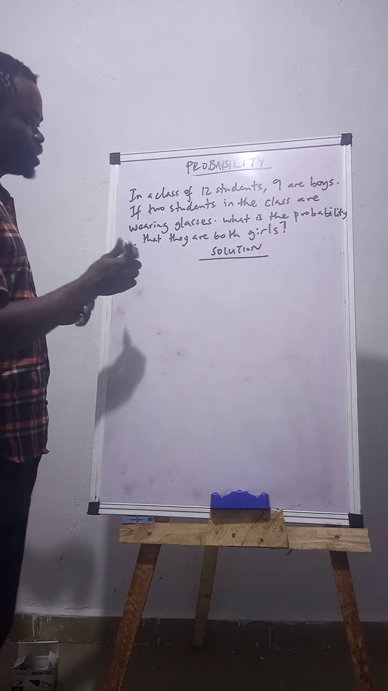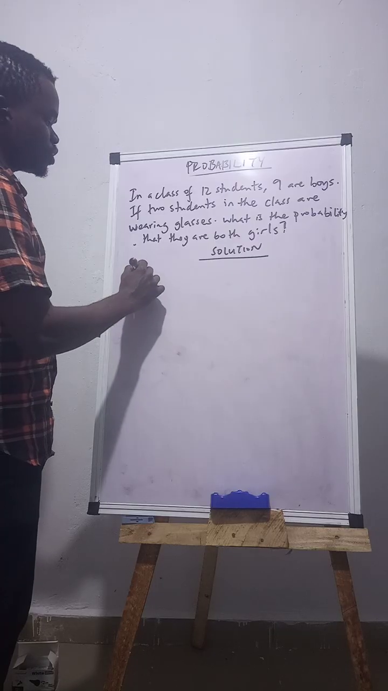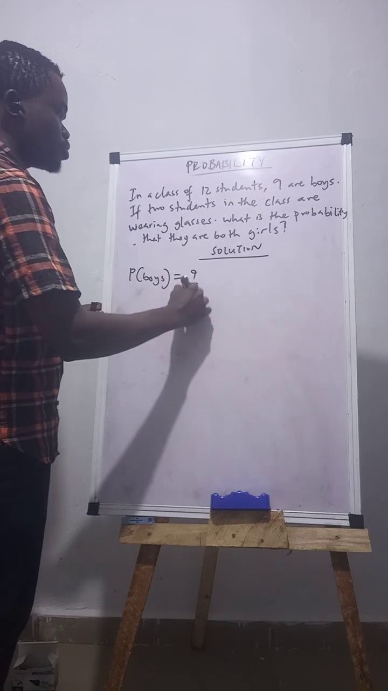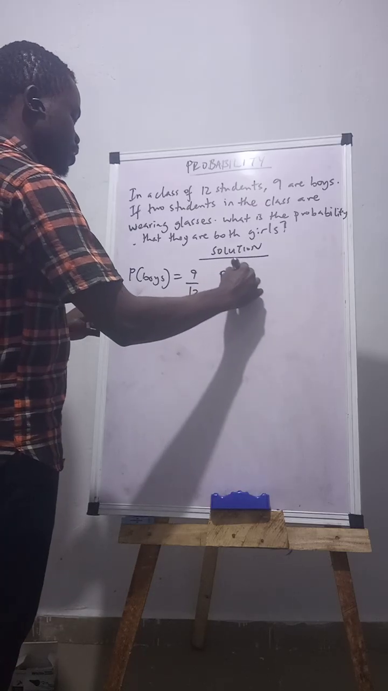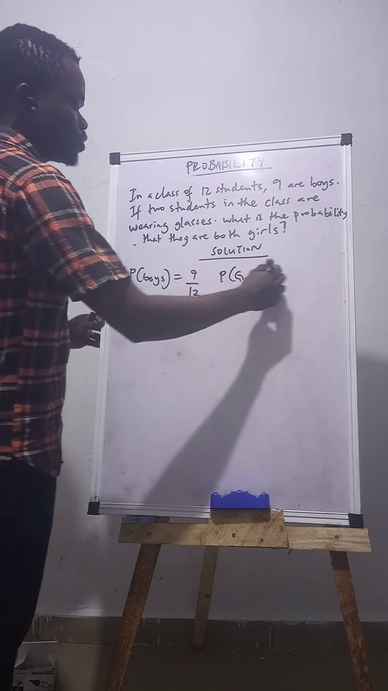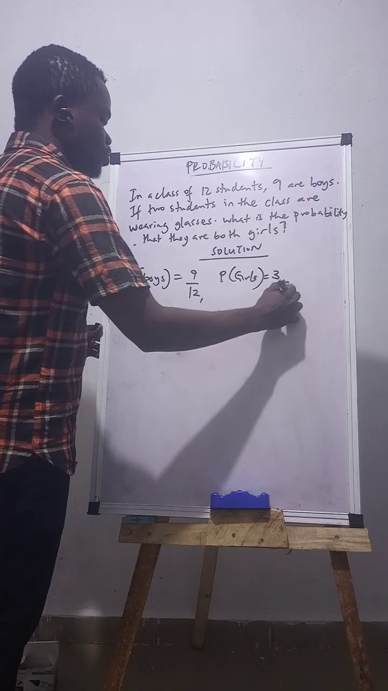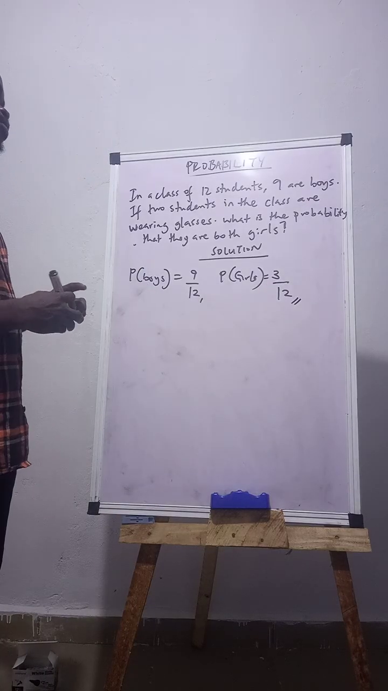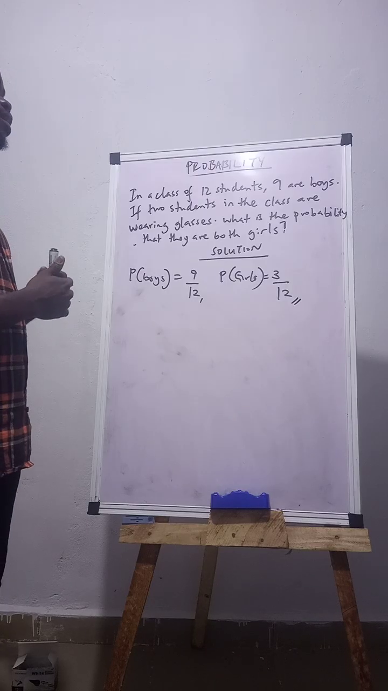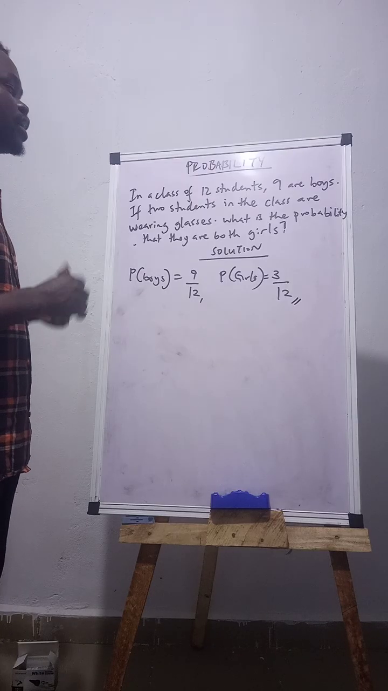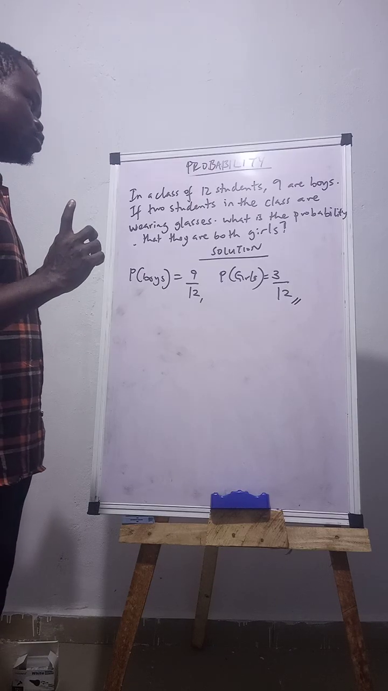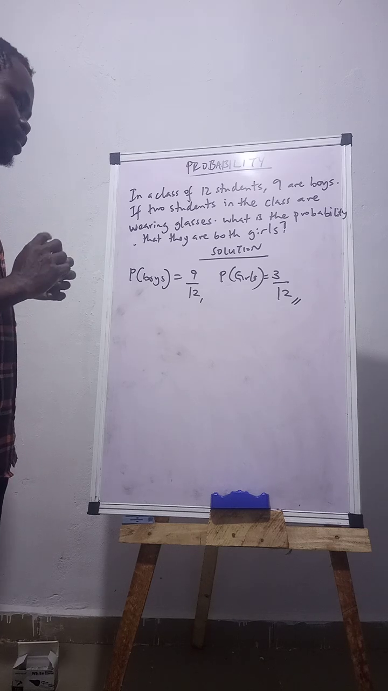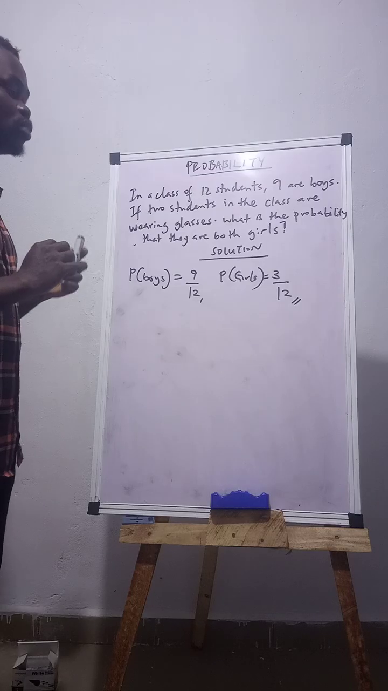Okay, so what's the probability? Say 12 students. The probability of boys in the class is what? There are 9 boys out of 12 students. So the probability of the girls in the class will be the minus of it, which is 3 over 12. So that's the probability of the girls. If 2 students in the class are wearing glasses, what is the probability that they are both girls?